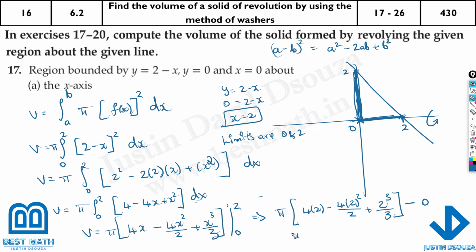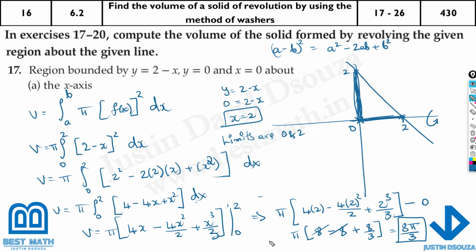So now here it will be pi times 4 times 2 is 8. Minus, it's 4 times 4 is 16 by 2 is again 8. Plus, what is 2 cubed by 3? It is 8 by 3. Now 8 and minus 8 cancel. So you're remaining with 8 pi by 3. So that must be the answer. That's the volume. So this is the actual entire steps.